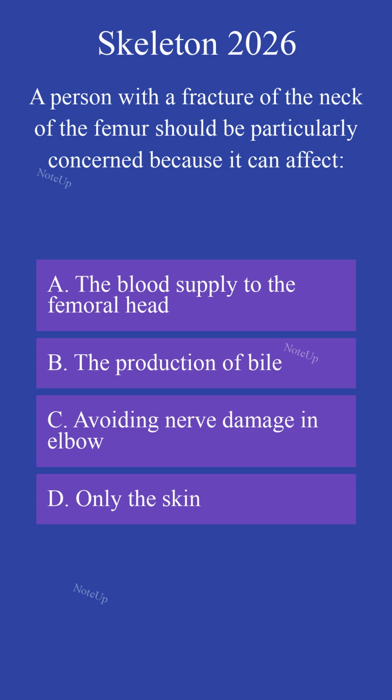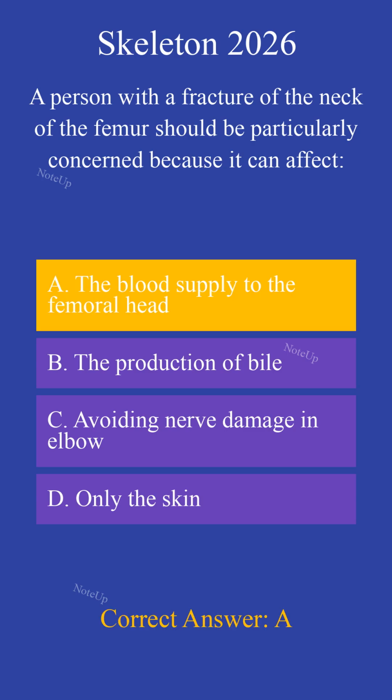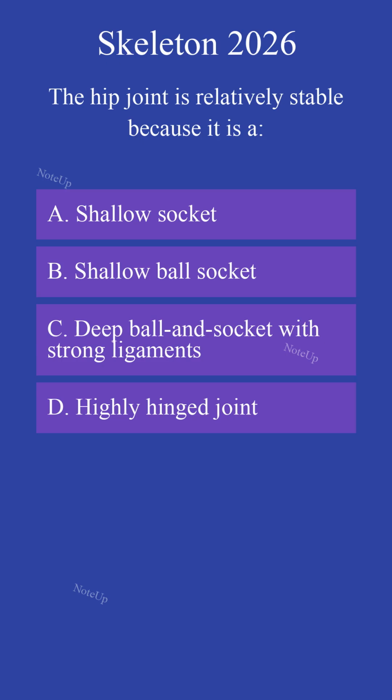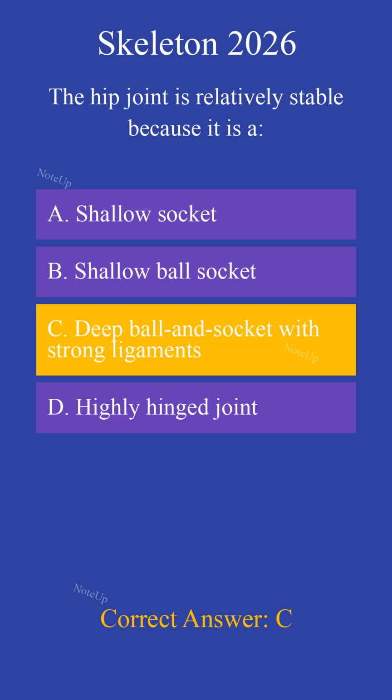A person with a fracture of the neck of the femur should be particularly concerned because it can affect? The correct answer is A, the blood supply to the femoral head. The hip joint is relatively stable because it is? The correct answer is C, deep ball and socket with strong ligaments.